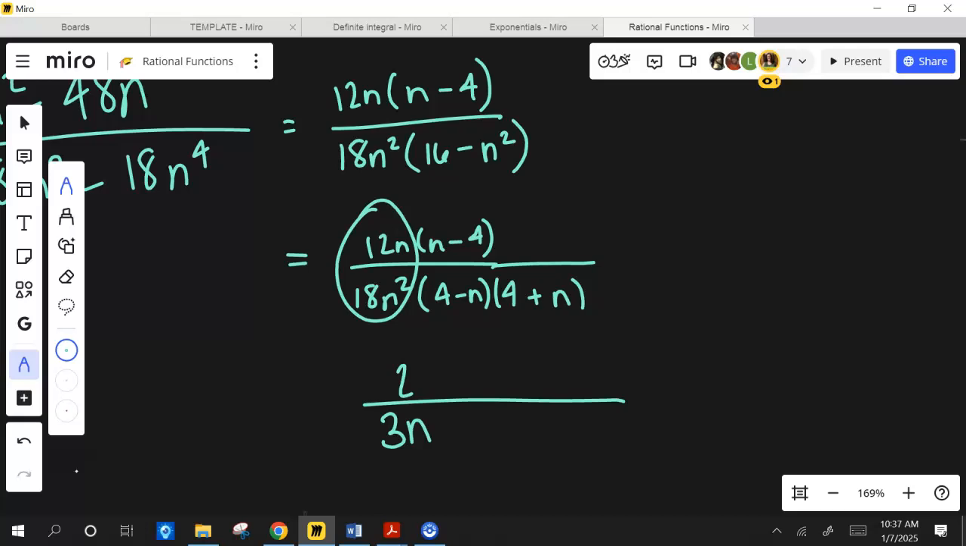What did you do to get to the 2? So I divided both of these by 6. Or if you think about it the way we did before, 12n over 18n squared is like 6 times 2 times n. And this is like 6 times 3 times n times n. And so the 6 is canceled and one of the n's canceled. It's just taken out, yeah.